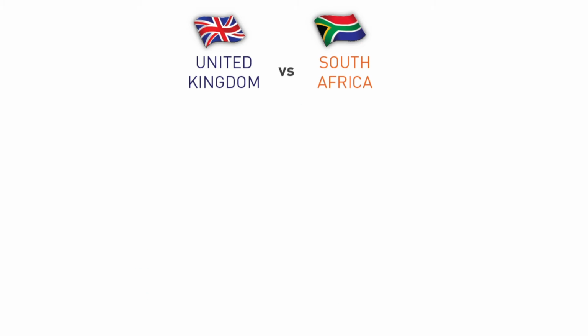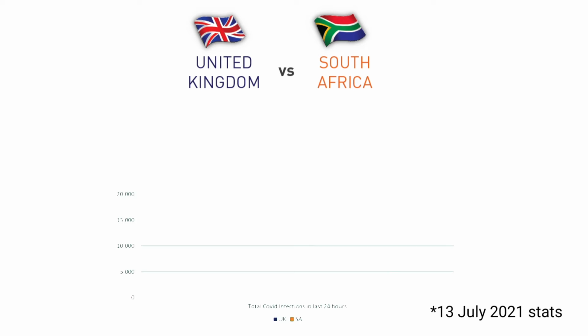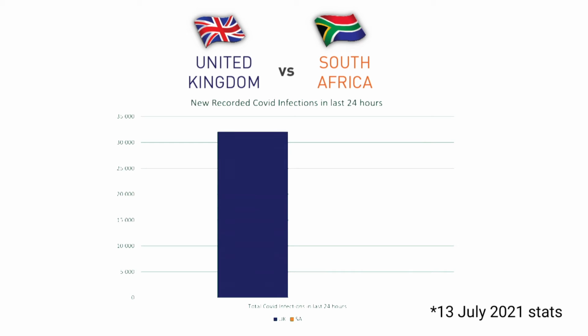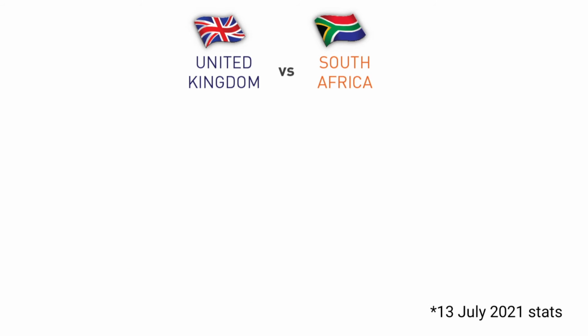This is where things get interesting. At the time of recording, which is the 13th of July, 2021, we can see when we look at the new infections that the United Kingdom was actually experiencing a higher wave of infections than South Africa. Continuing on their path, a greater population in a smaller size, they were going through a wave of infections.